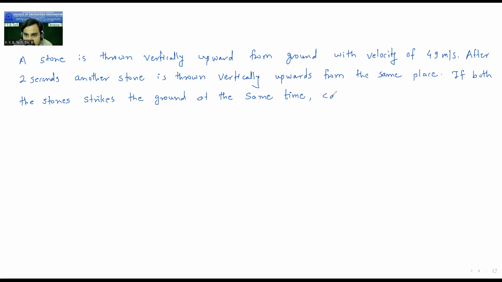calculate the velocity with which the second stone was thrown upwards. Calculate the velocity with which the second stone is thrown upwards. Now calculate this. Solve the numerical and tell me the answer.